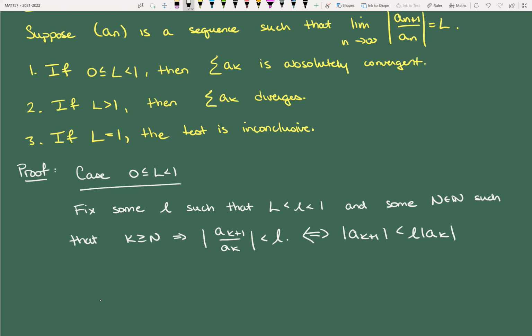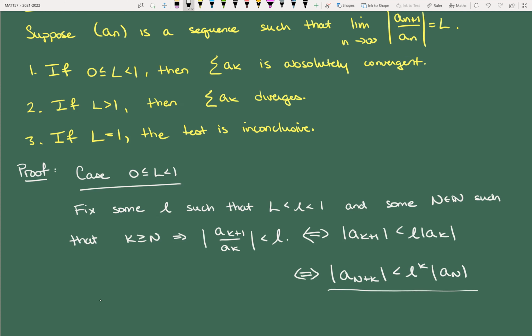And so what happens? Note that if we just recursively apply this relationship, this is the same thing as saying |a_{N+k}| is less than L^k times |a_N|, a fixed N, right? This N here is fixed. This is not now moving. Does everyone see that last one, or do I need to do a couple of them for you to see?